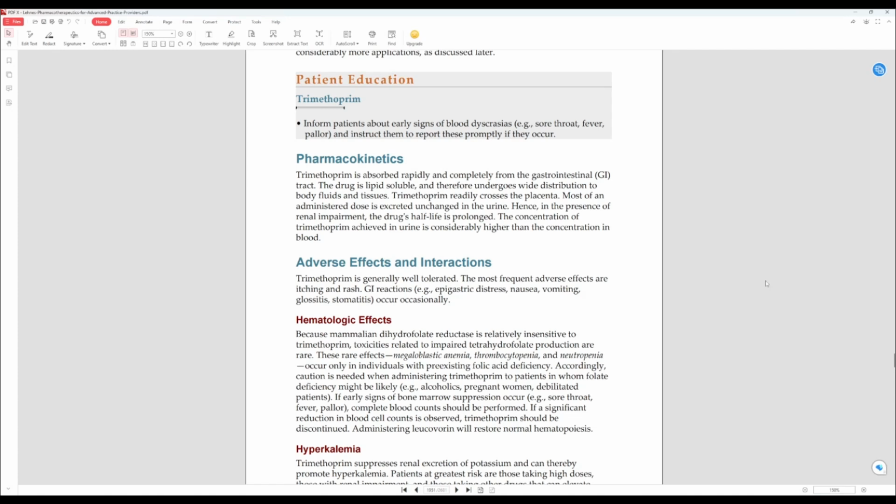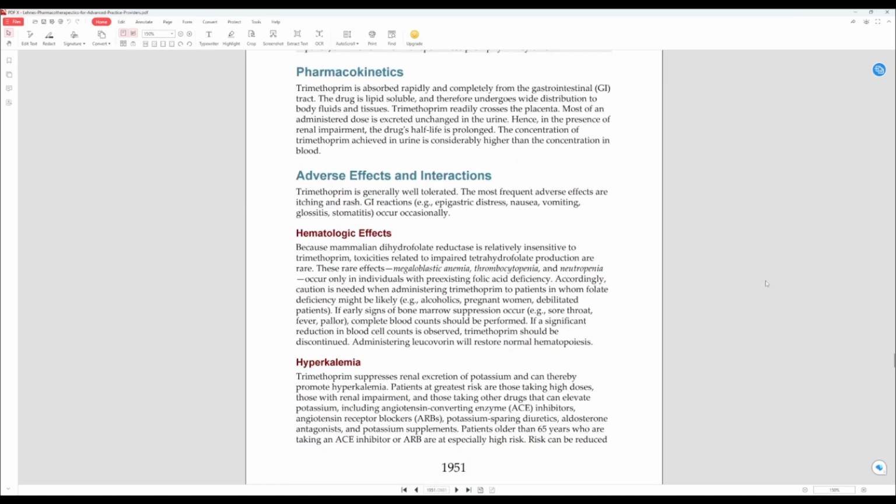Its pharmacokinetics. Trimethoprim is absorbed rapidly and completely from the GI tract. The drug is lipid-soluble and therefore undergoes wide distribution to body fluids and tissues. Trimethoprim readily crosses the placenta. Most of an administered dose is excreted unchanged in the urine. Therefore, in the presence of renal impairment, the drug's half-life starts to become prolonged. The concentration of trimethoprim achieved in urine is considerably higher than the concentration in the blood.